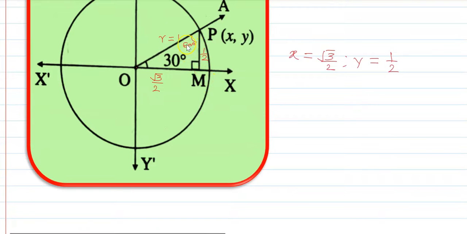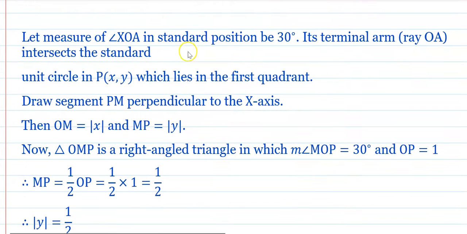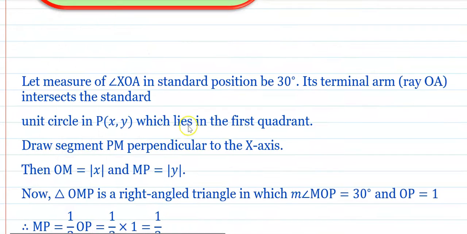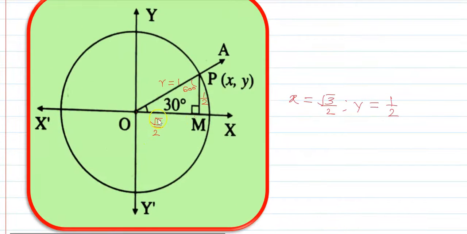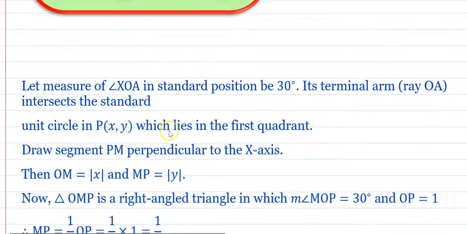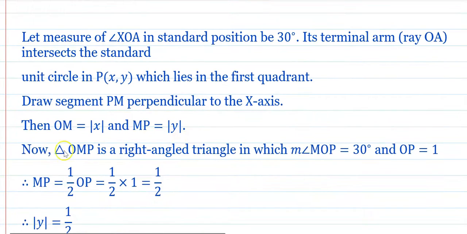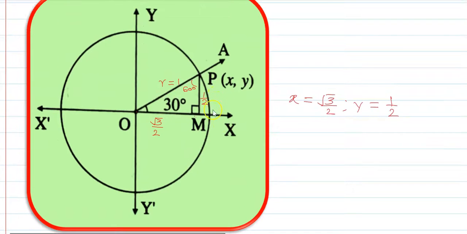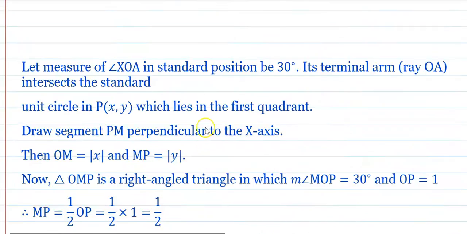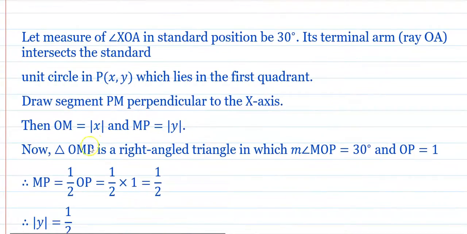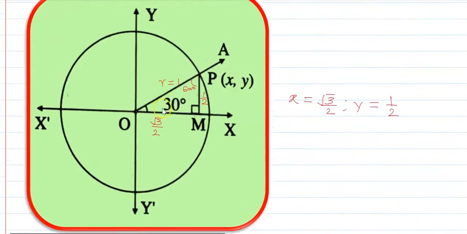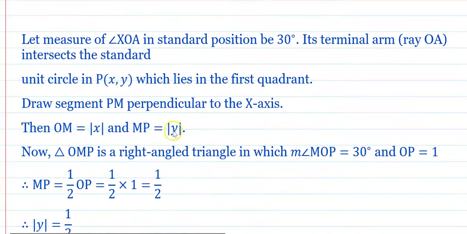In the first quadrant, all trigonometric ratios are positive. Draw PM perpendicular to the x-axis. हे प्रत्येकदा आपल्याला असं लिहायचं असतं. Now OM is equal to x and PM is equal to y. Now the triangle OMP is a right angle triangle. Measure of angle MOP is equal to 30 degree and OP is equal to 1. MP is equal to, that is, the side opposite to angle 30 degree is half of the hypotenuse.